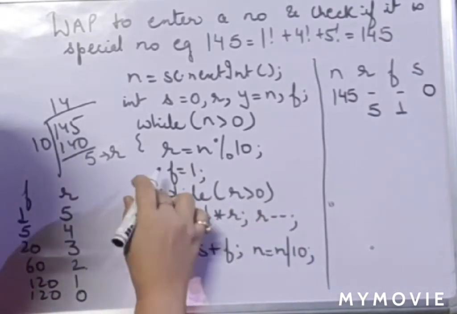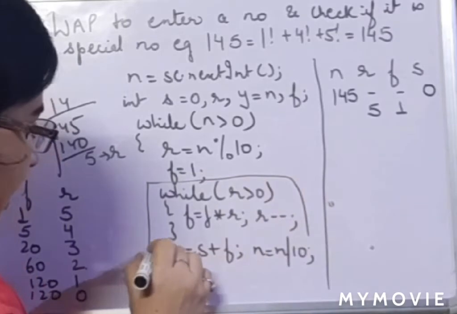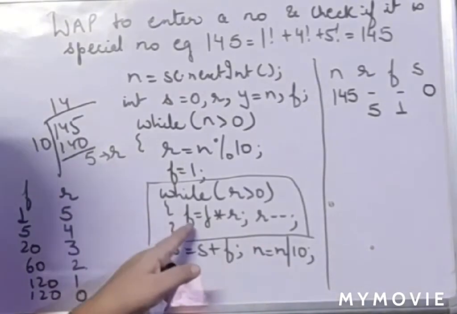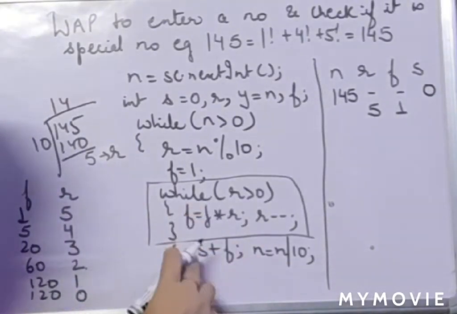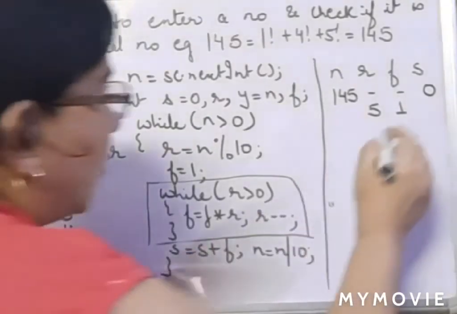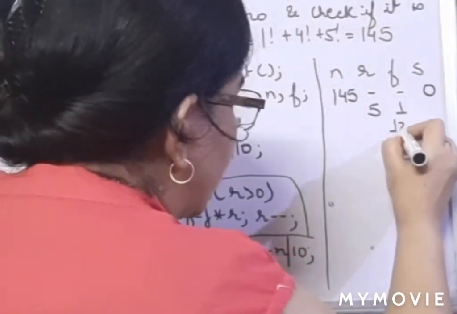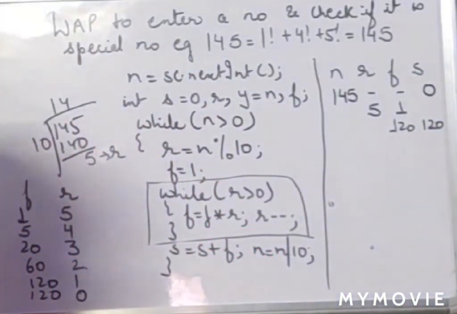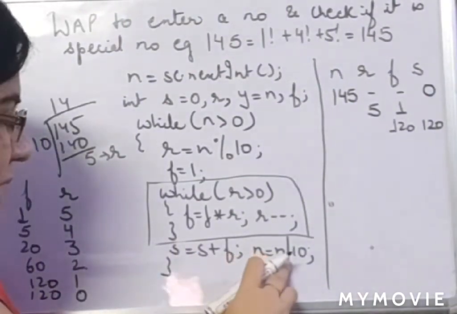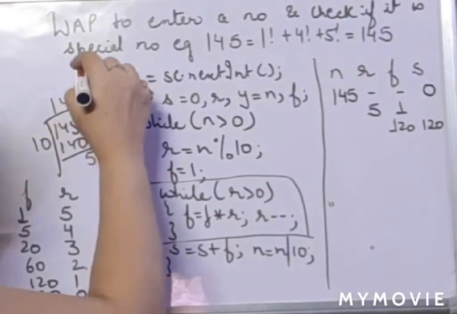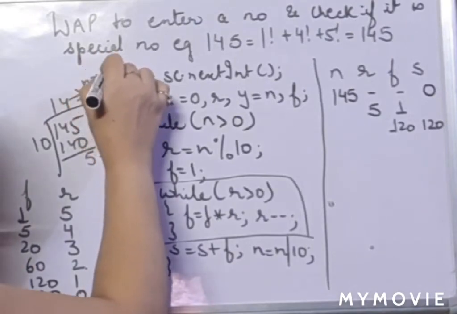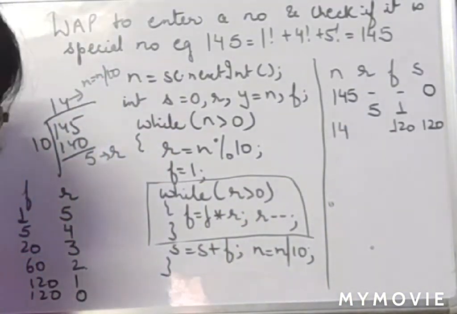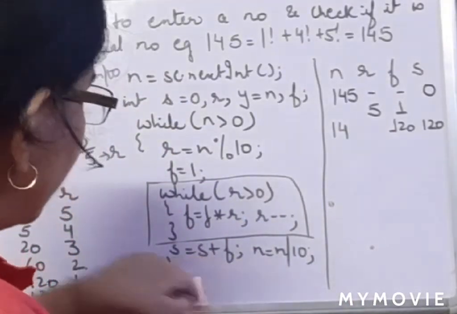So this is the same loop of factorial as we had done a little while ago, but this time we are working on r. The final value that has come in f is 120, which will be added to s. So 0 plus 120 will give you 120 in s. Now n is equal to n divided by 10. We'll take this quotient. What is the quotient over here? 14. So the value of n has decreased. It has become 14. Taking 14, it will go back here.